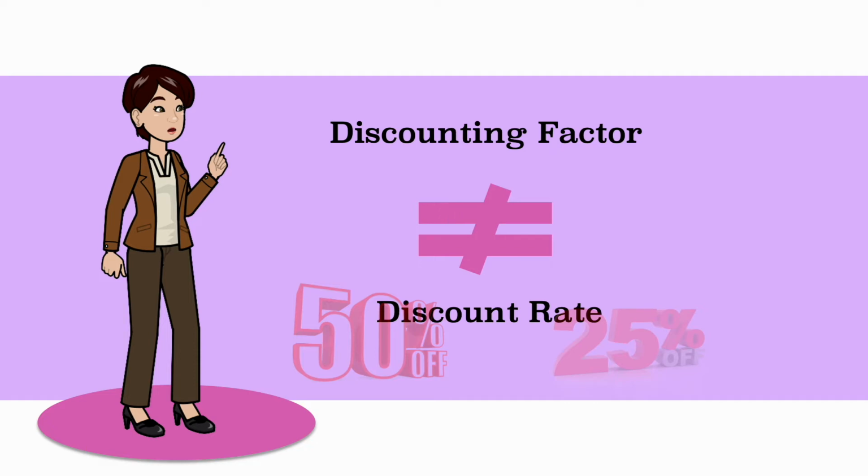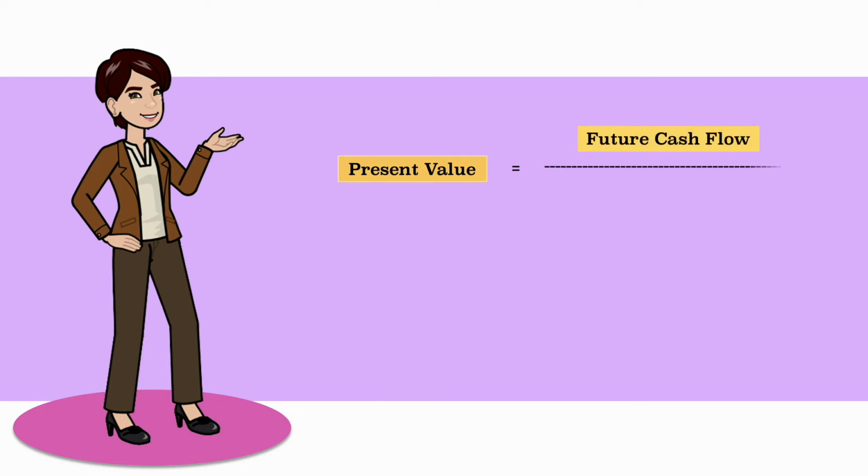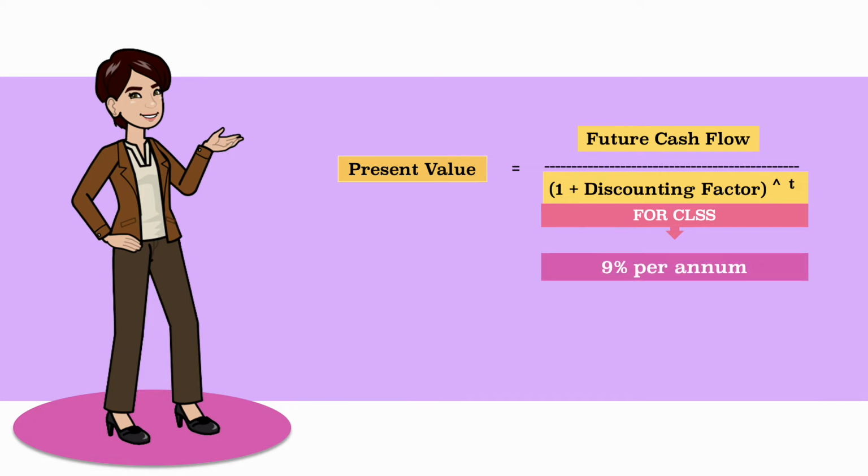This discounting factor is used to find present value of a future cash flow using the formula: present value is equal to future cash flow divided by (1 plus discounting factor) raised to the power of t. T is the time after which the money is scheduled to be received. For calculating interest subsidy in CLSS, this discounting factor is set at 9% per annum.